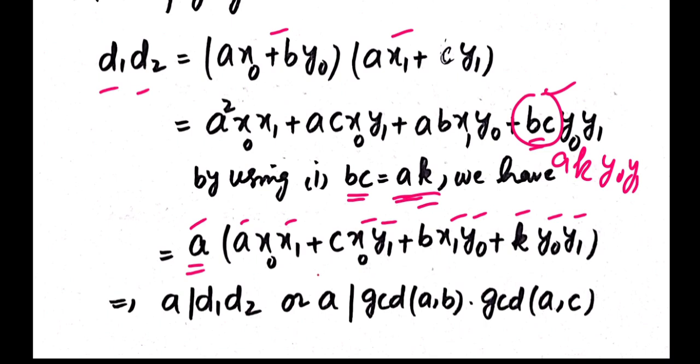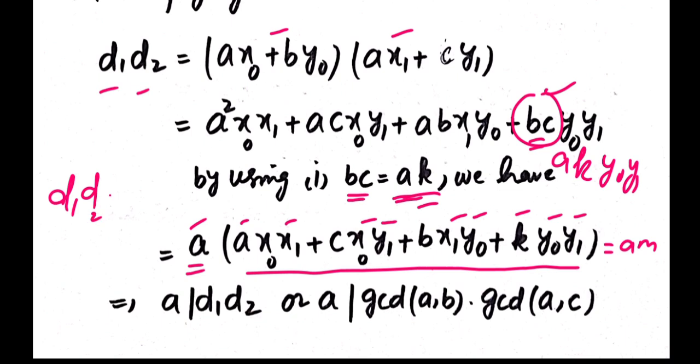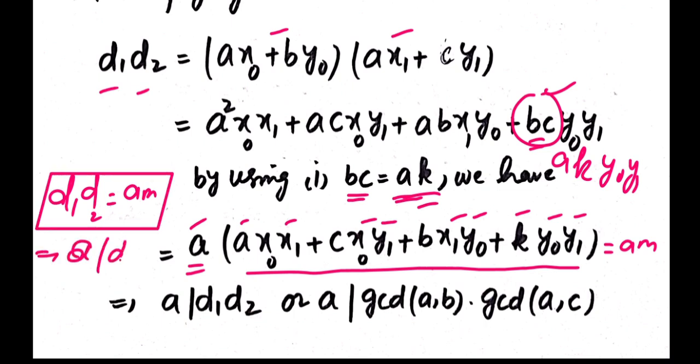This shows that if we say this whole expression is equal to some integer m, this becomes A times m. This shows that D1 times D2 is equal to A times m. And this fulfills the definition of divisibility. According to this definition, A divides D1 times D2 for some integer m. Or we can write, A divides the GCD of A and B times the GCD of A and C. And this completes problem 2.3.